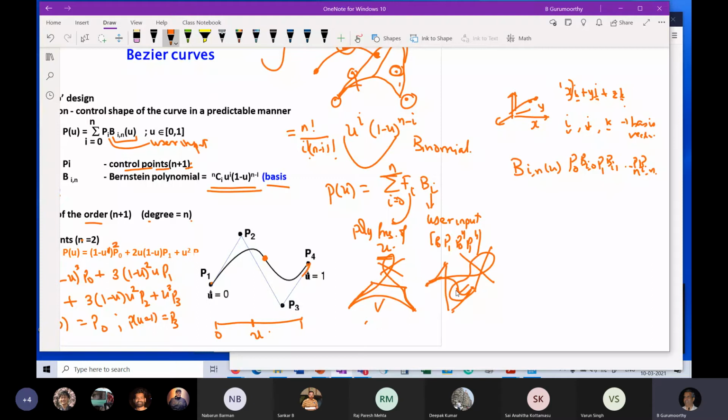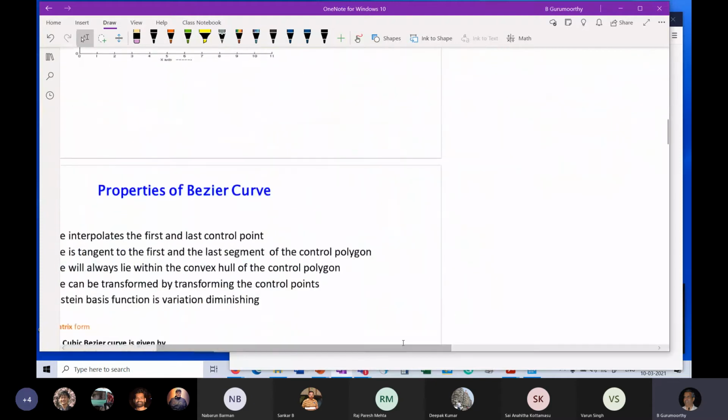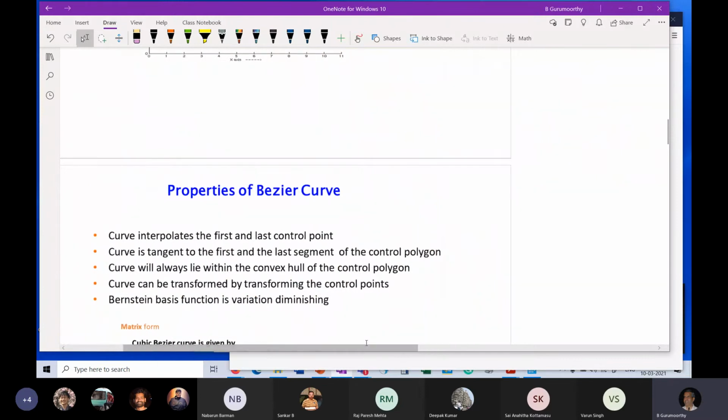And the reason for that is the third property that we have just listed below here, that the curve shall always lie within the convex hull of the control polygon. Now, I don't know how many of you have heard this term convex hull. Has anybody encountered this term before? You can say yes or no. No, sir. Okay.